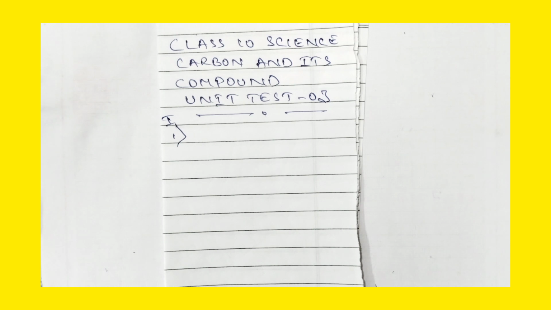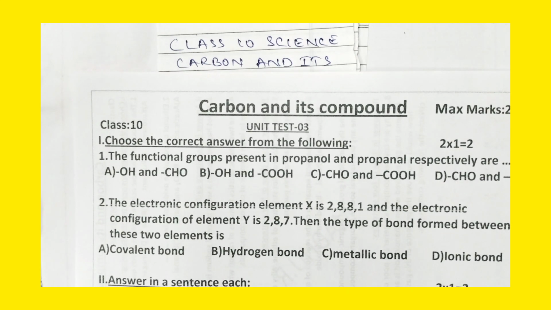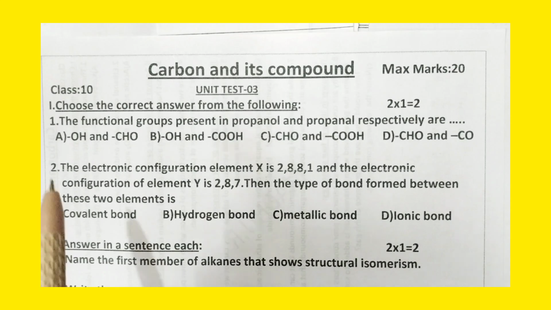In this video we are going to continue class 10 science, carbon and its compounds. Unit test paper number 3. Let us move to the first question. In the previous video we answered unit test paper number 2. Now let us move to unit test paper number 3.